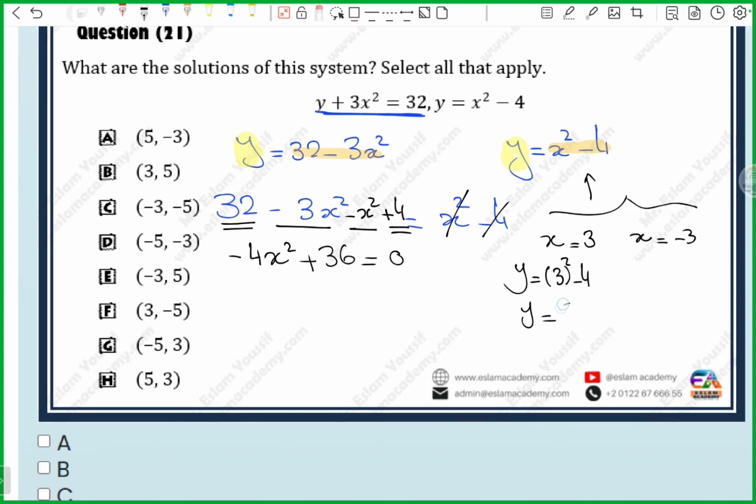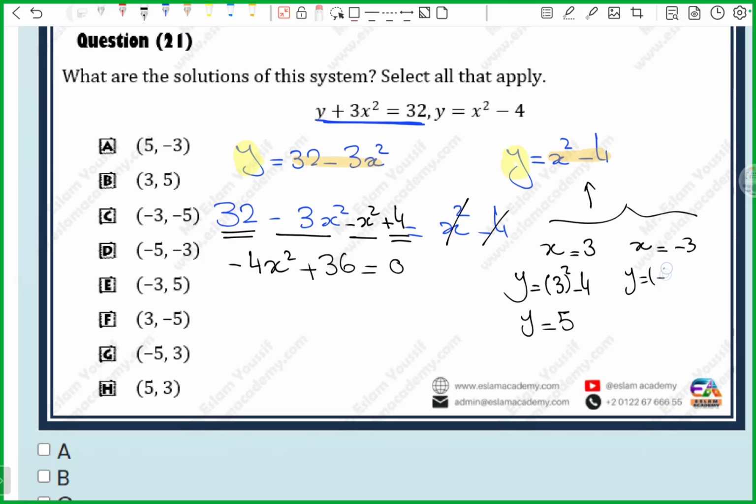y equals -3 to the power 2 minus 4, y equals 5. So the order of the pair will be... Uh-oh, please use substitution inside the bracket. Substitution inside the bracket. How many times have I said that? So the order of the pair will be 3 and 5, -3 and 5.